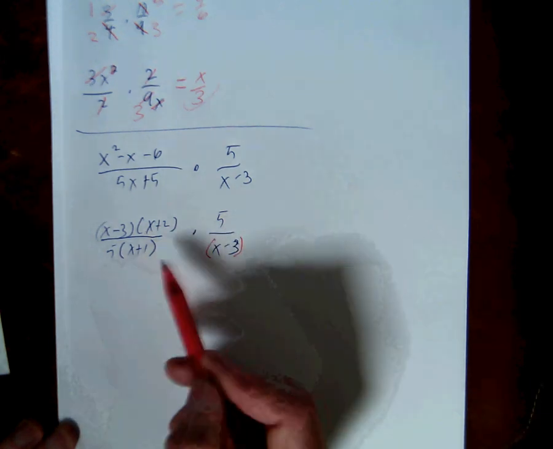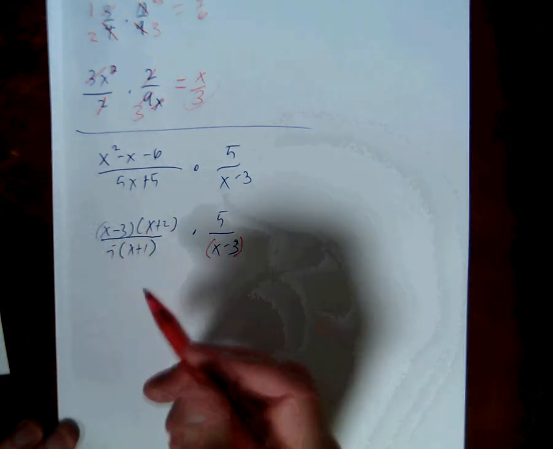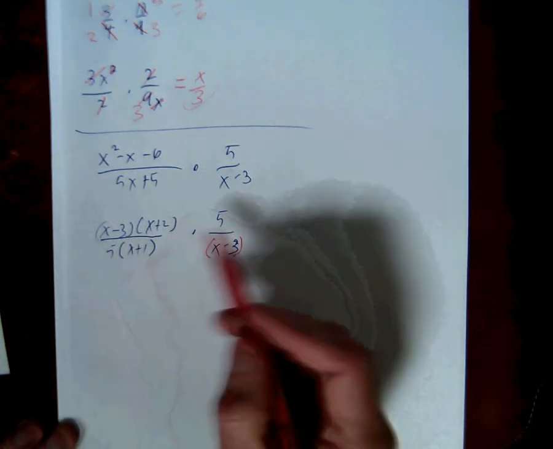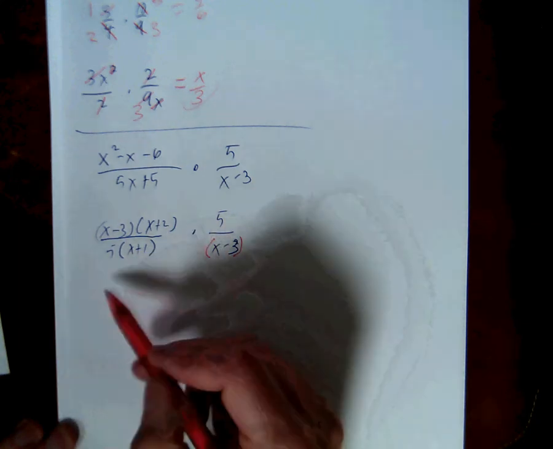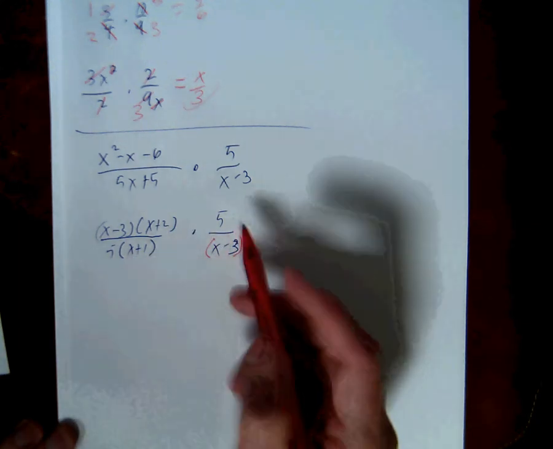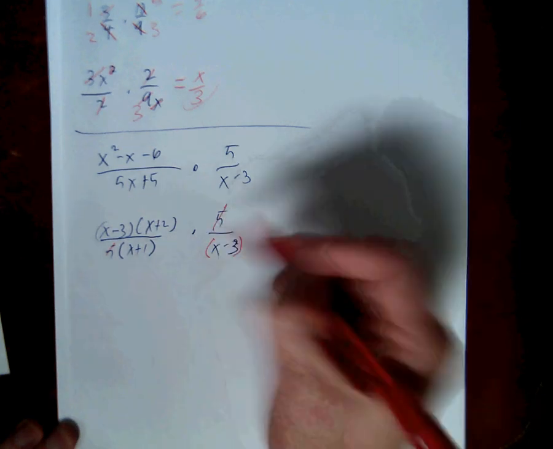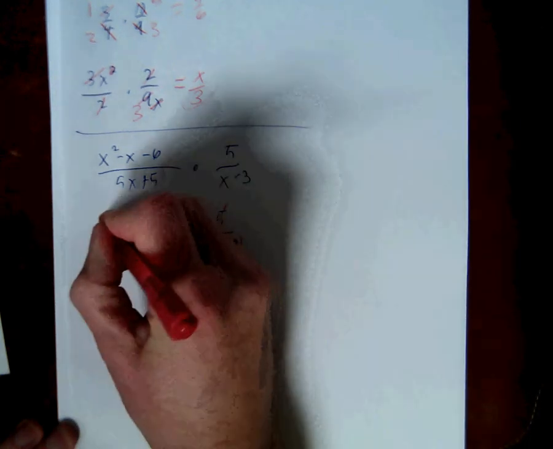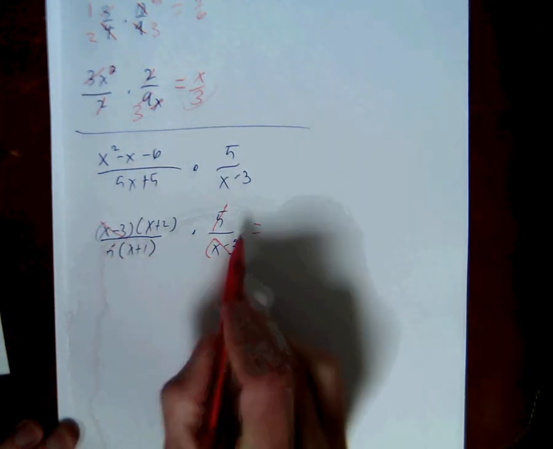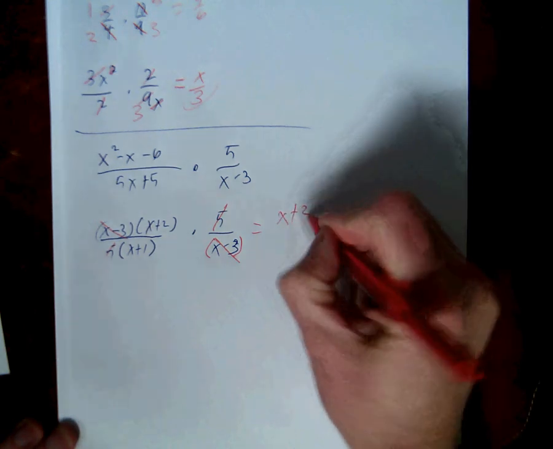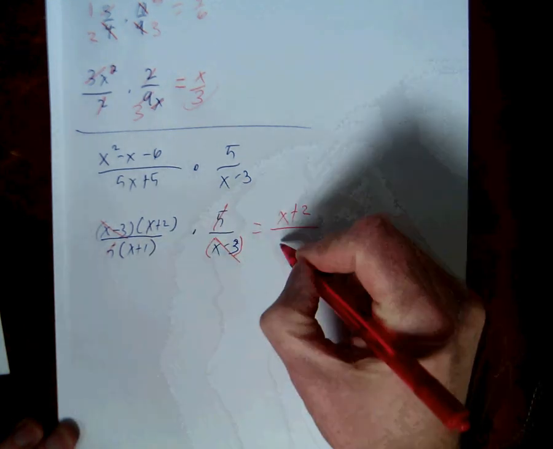So now, after everything's factored, you look and you say, well, what can you cancel? And as long as you're multiplying, anything on top can cancel anything on the bottom. So this 5 is going to cancel this 5. This x minus 3 cancels this x minus 3. And when I multiply across, this is going to give me x plus 2 over, and the only thing left on the bottom is x plus 1.